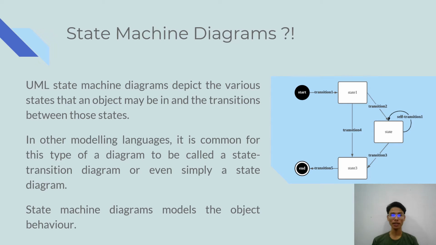UML state machine diagrams, sometimes referred to, as I said before, as a state diagram, state machine, or state chart, are used to show different states of an entity. A state machine diagram can also show how an entity responds to various events by changing from one state to another. It is a UML diagram used to model the dynamic nature of a system.